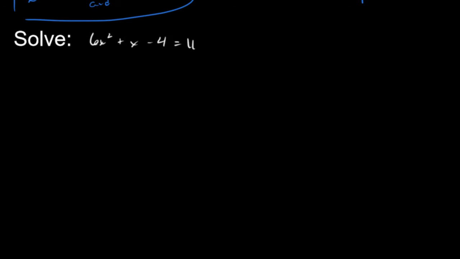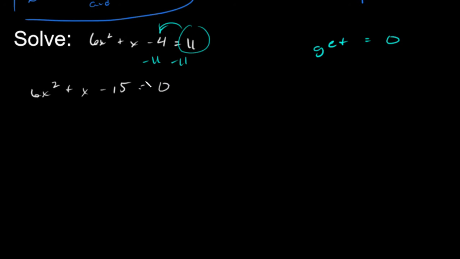So let's move on to the next problem. Now we'll go step by step. Get equal to 0. So this 11 has got to move. So you're going to subtract 11 from both sides. All right, so far so good. You get 6x squared plus x minus 15 equals 0.